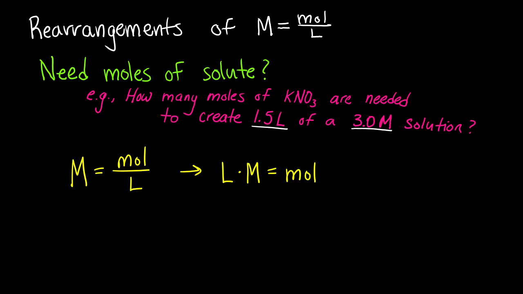So we're asked how many moles of potassium nitrate are needed to create 1.5 liters of a 3 molar solution. So the volume will be 1.5 liters. The molarity is 3. And when you do the math, you get that you will have 4.5 moles of potassium nitrate.